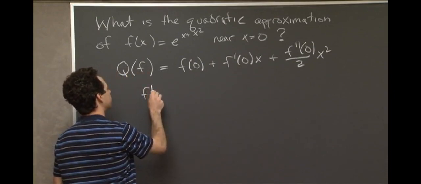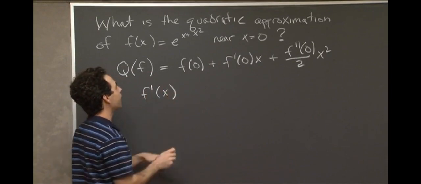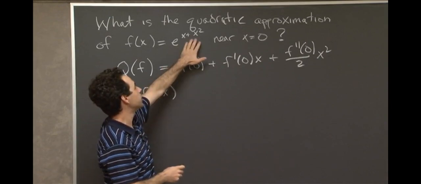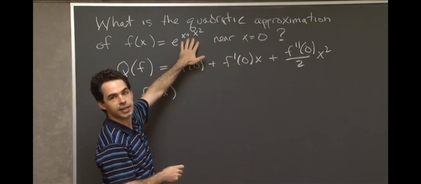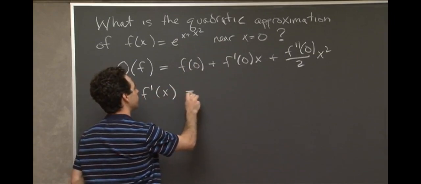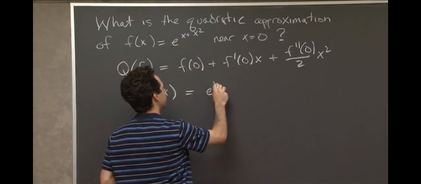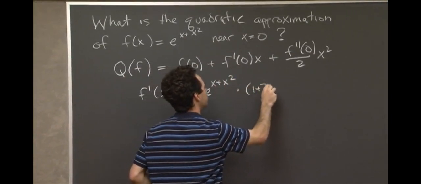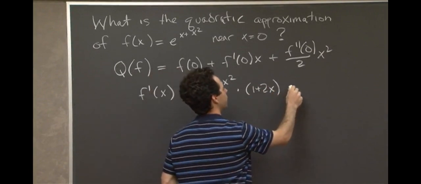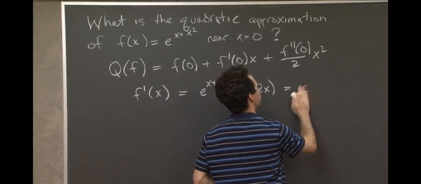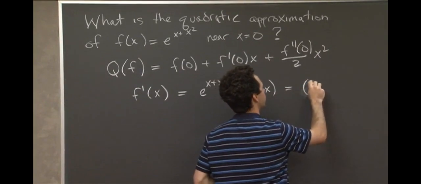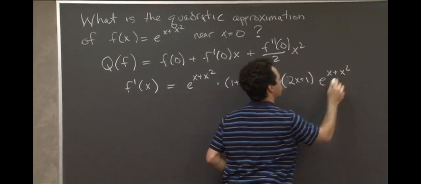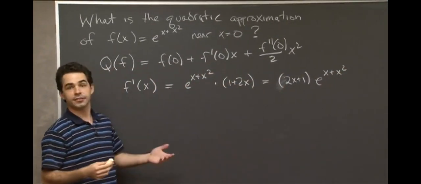So first we can do the first derivative of f. For that, it's just a straightforward application of the chain rule. Our outer function is e to the x, and our inner function is x plus x squared. So the derivative, applying the chain rule, is e to the x plus x squared times 1 plus 2x, which I can also reorder and write as 2x plus 1 times e to the x plus x squared. OK, so that's the first derivative.